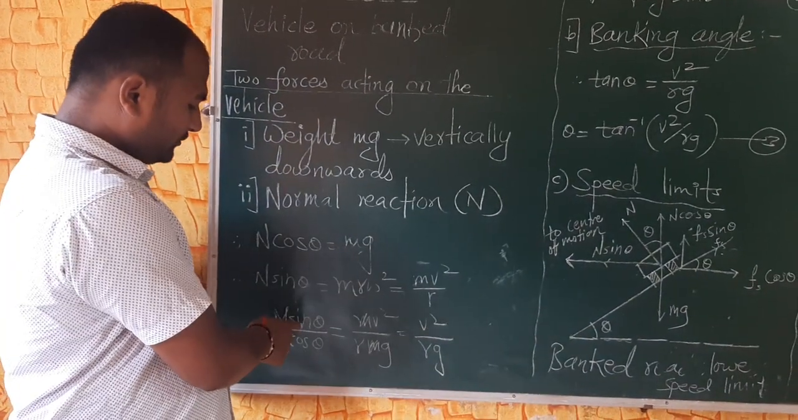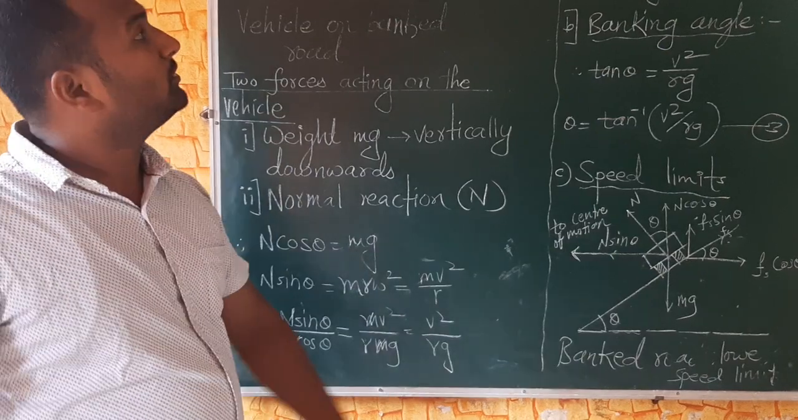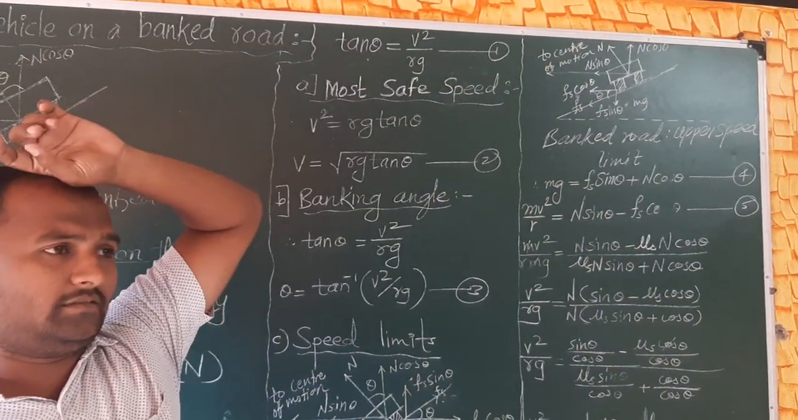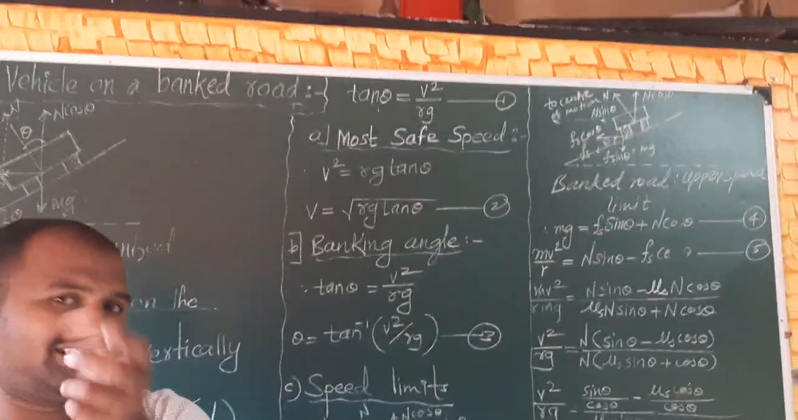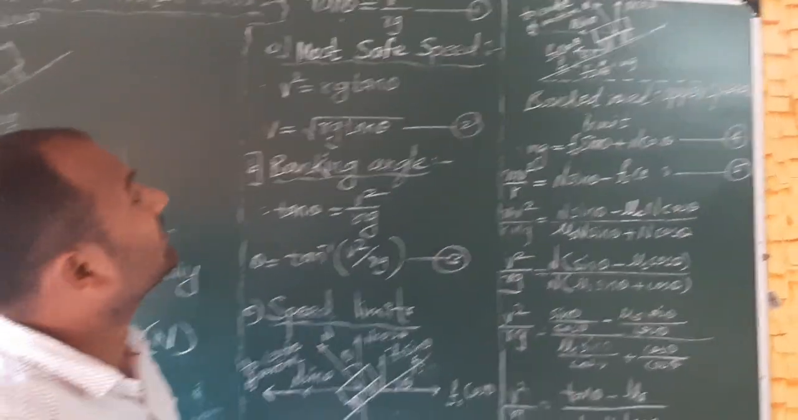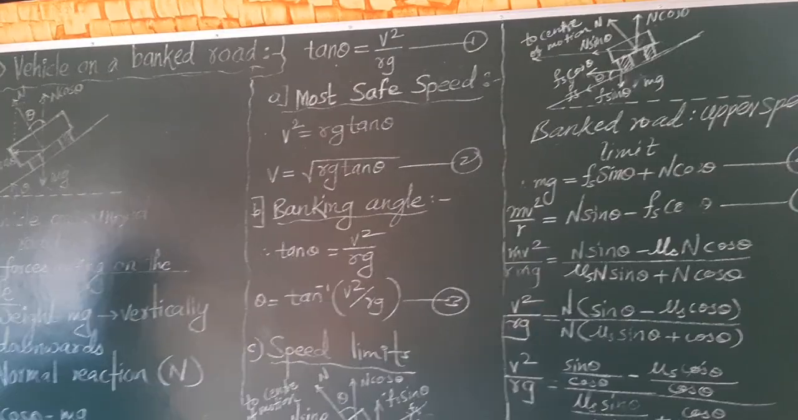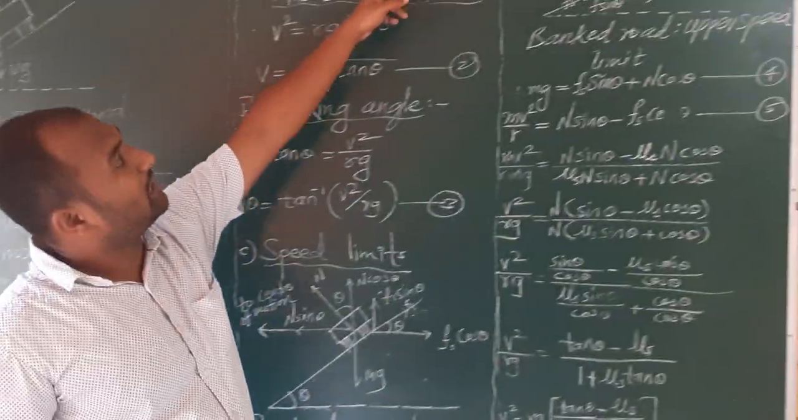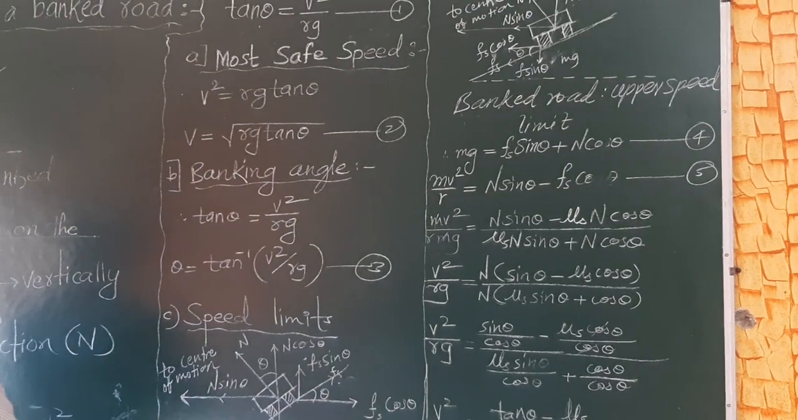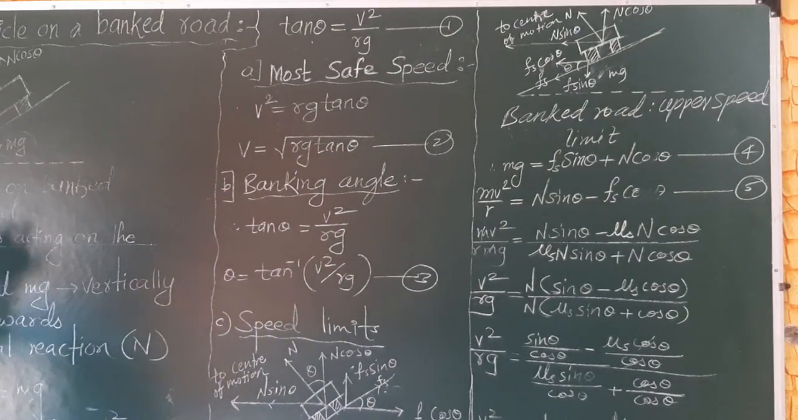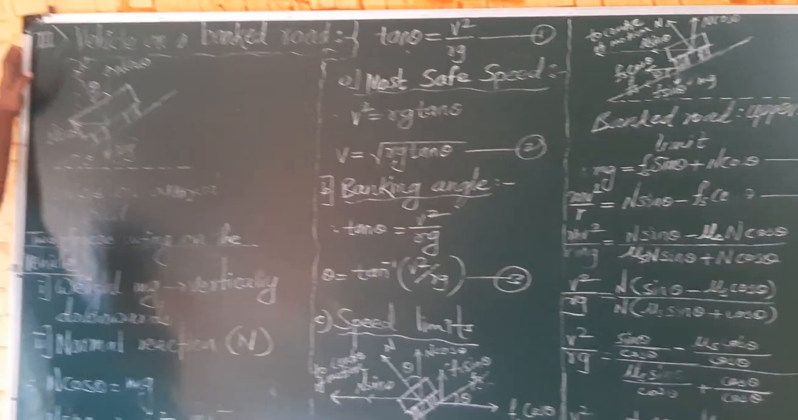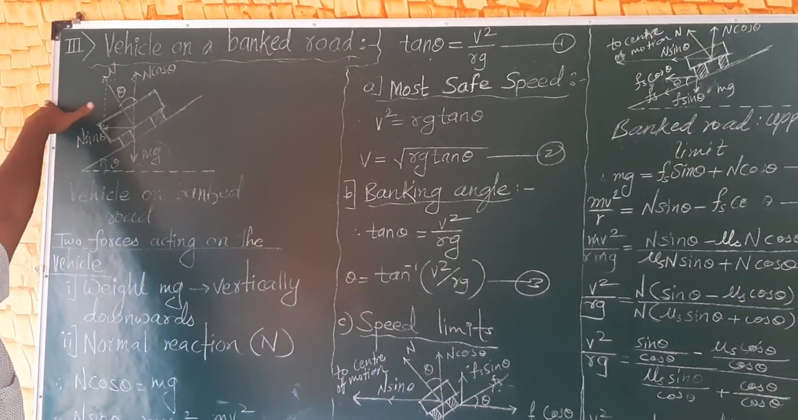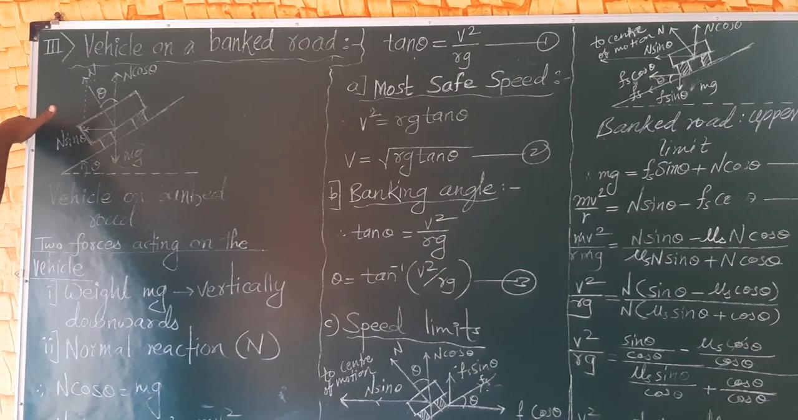We know that sin theta upon cos theta is equal to tan theta. In standard 9th we studied trigonometry, that sin theta upon cos theta is equal to tan theta. So we can write v square upon r g. This is equation number 1. The angle made with the horizontal surface, that is the angle of banking, is theta. So we can write tan theta is equal to v square upon r g.